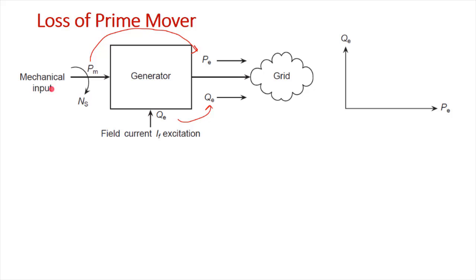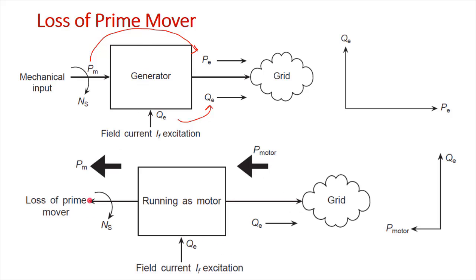Now if the mechanical input is lost, the loss of prime mover happens, so what will happen? If the prime mover fails somehow, or the steam supply to the turbine fails, then what happens? Now the synchronous generator will draw the real power from the grid, right? Whereas it is producing the reactive power, it will draw the real power from the grid, and therefore it will act as a motor.